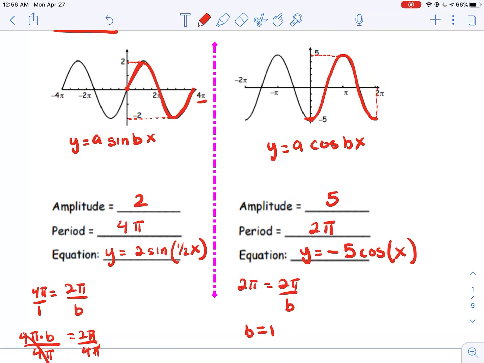Okay, so now I want you to take a look at these graphs and their important features. Okay, what are some of the features we look at?